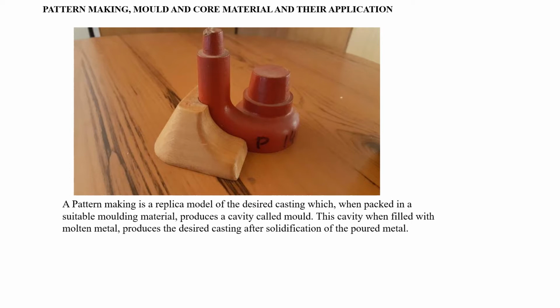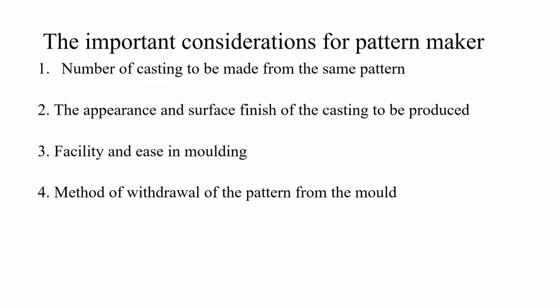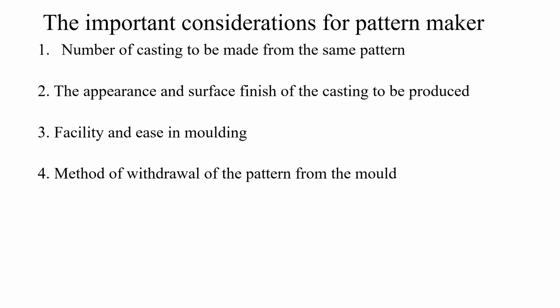Patterns are the shape created into a material by creating the cavity. Into this cavity, molten metal can be poured and cast into a desired shape. So that is the pattern. It is the creation of that shape where we will pour our molten metal.